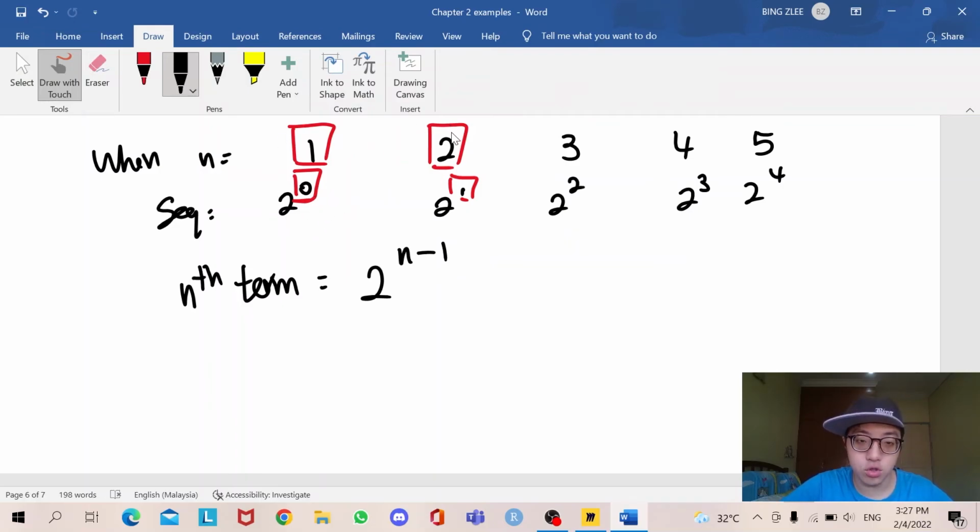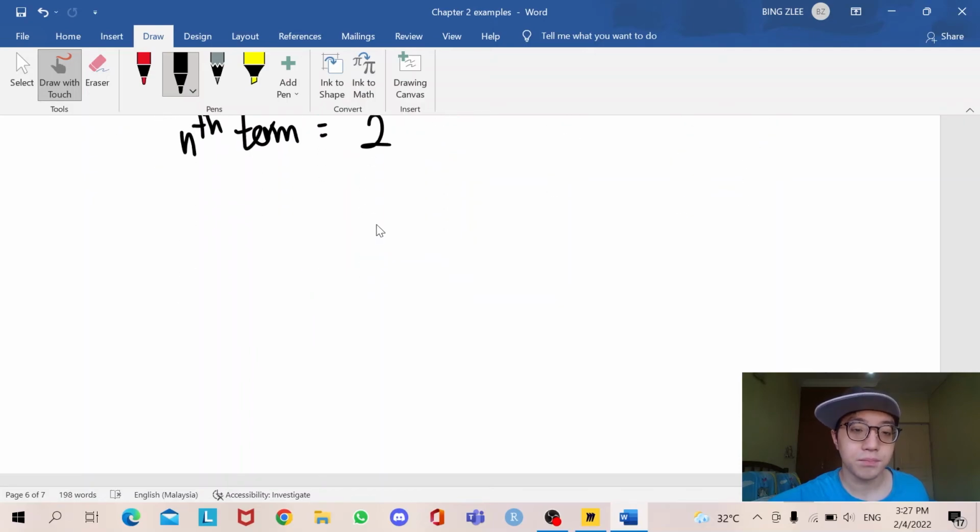And when n is equal to 2, then it's going to be 2 to the power of 2 minus 1, which is equal to 2 to the power of 1, and so on. All right, so this is how you solve the second example, where you have a reduced power when you compare to the term.